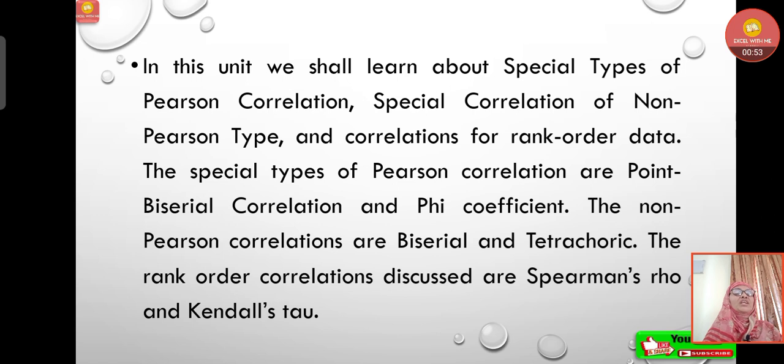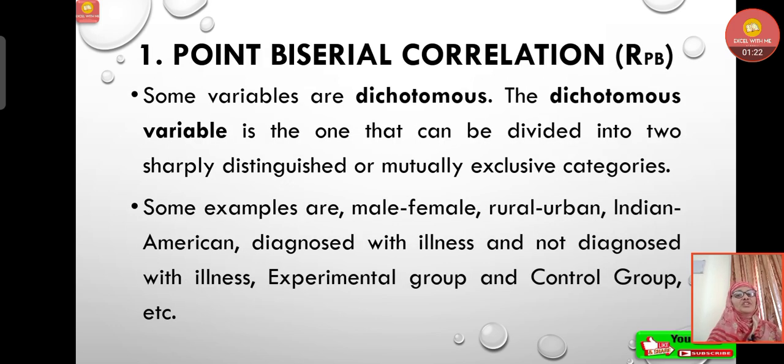Now in this unit we shall learn about special types of Pearson correlation, special correlations of non-Pearson type and correlations for rank order data. The special types of Pearson correlation are point biserial correlation and phi coefficient. The non-Pearson correlations are biserial and tetrachoric. The rank order correlations discussed are Spearman's rho and Kendall's tau. Now the first one is the point biserial correlation.